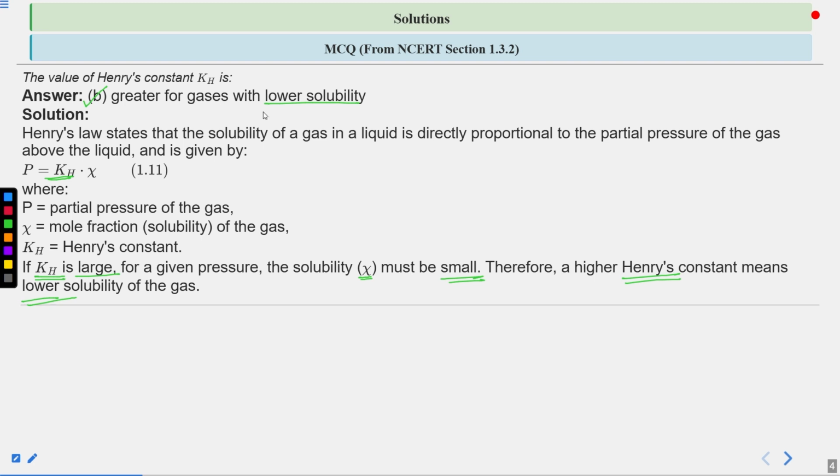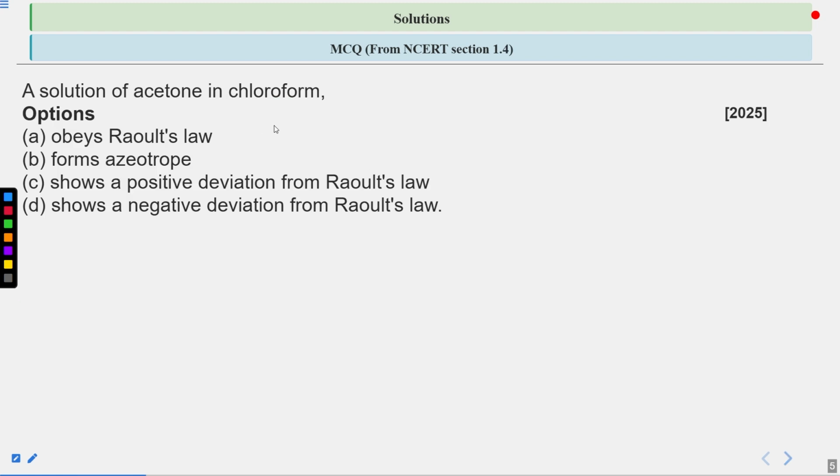Okay, let's move on to the next one. This question we have covered. This is an MCQ question, and it comes under NCERT section 1.4 in the Solutions chapter. The question asks: a solution of acetone in chloroform. From the options you have to select which condition it is satisfying.